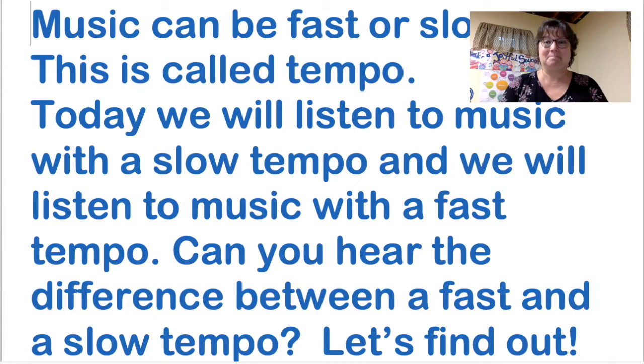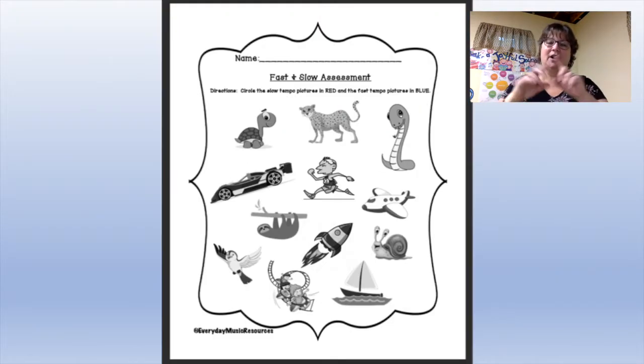Let's find out. We're going to start by looking at a chart that has all kinds of pictures on it of things that are in our world. Together, we're going to see if we can determine whether they move at a slow tempo or a fast tempo. If they move at a slow tempo, we're going to circle it in red, or at least I will have it circled on the screen in red. And if it moves at a fast tempo, you'll see it circled in blue. But I want to see if you can guess before you see it circled.